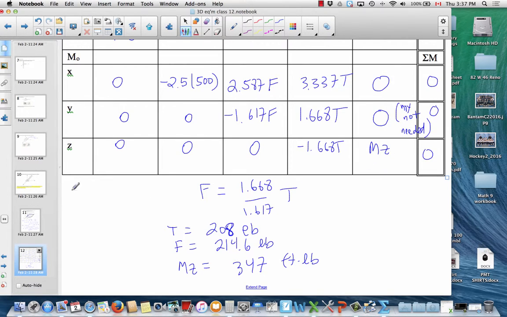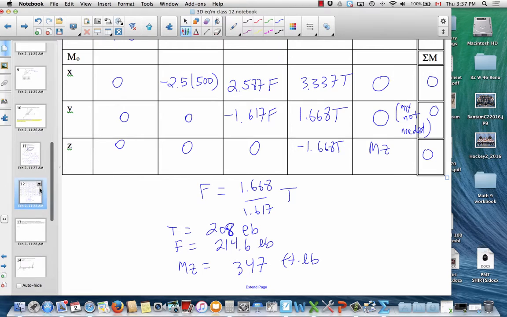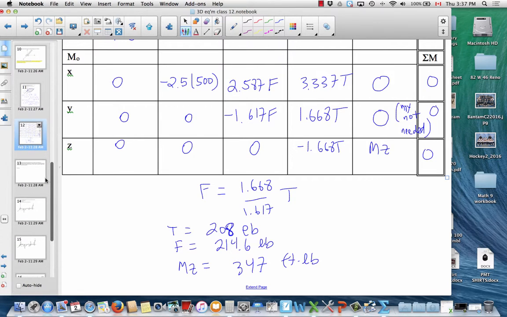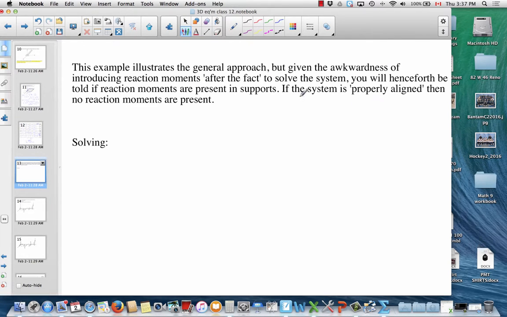Nonetheless, I realize that that's sort of uncomfortable for students, so I generally give you some pretty strong indication about which moments exist. If you look back to the first problem, I did that when I told you that there was a Z reaction moment. So that's pretty typical of the way that we will proceed. So henceforth, you'll be told if there are reaction moments present in the supports, and if the system is properly aligned, then that's your indication that there are no reaction moments.